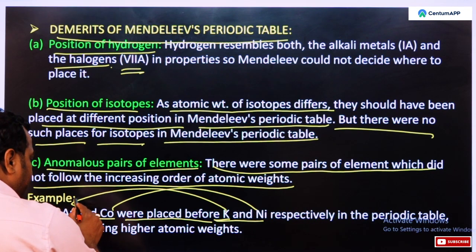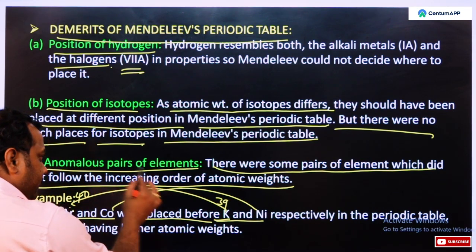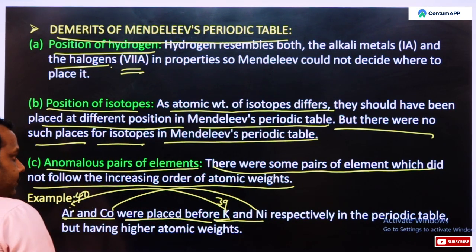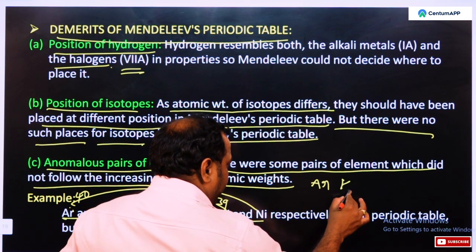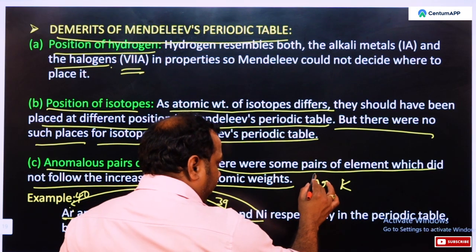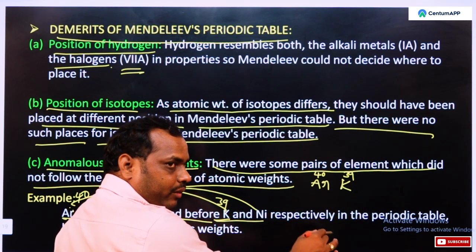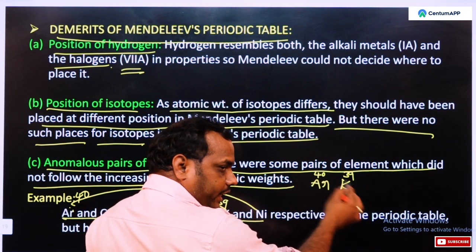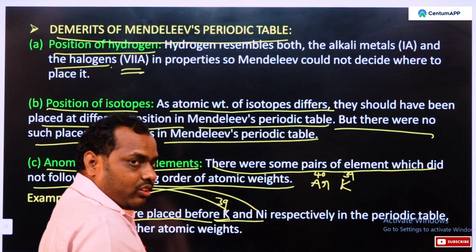The atomic weight of argon is 40 and potassium is 39. These two elements did not follow the increasing order of atomic weight. Atomic number increases, but atomic weight decreases. That's why it is called an anomalous pair.